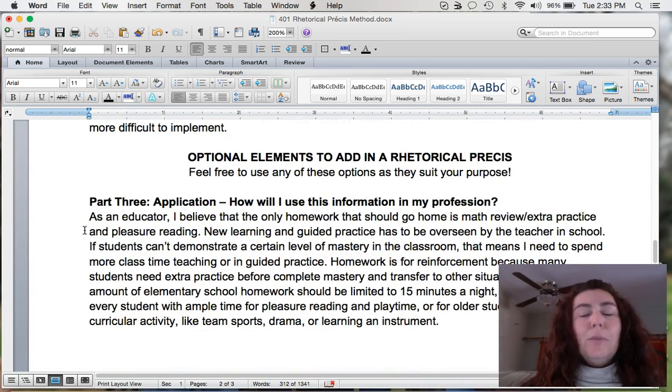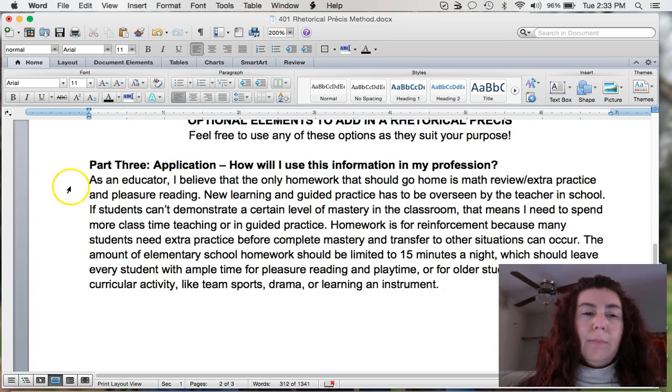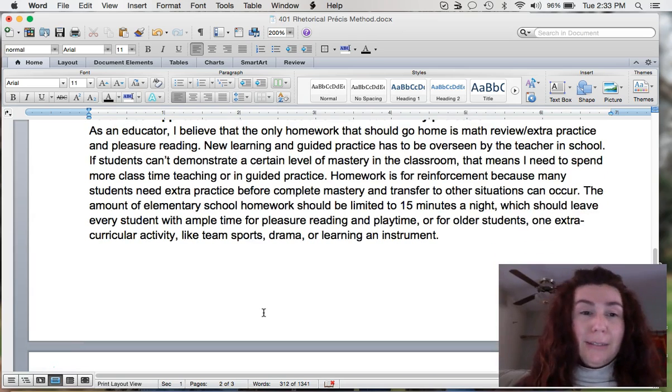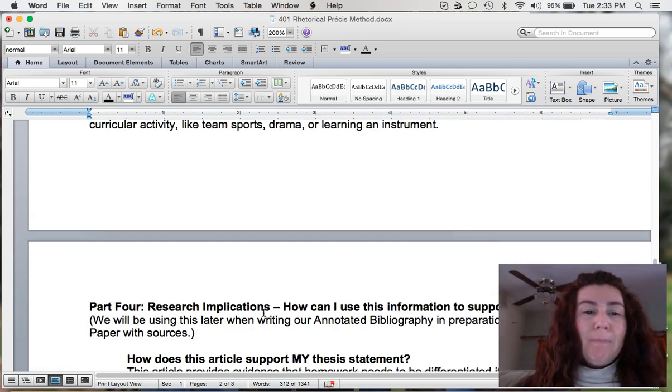And then these are optional elements that you can add into your rhetorical précis as you see fit. The third part is called the application section, which is, how will I use this information in my profession? Okay, I'm a teacher and I just read an article talking about how terrible homework was. So is that going to affect me as an educator? It should, in some way.